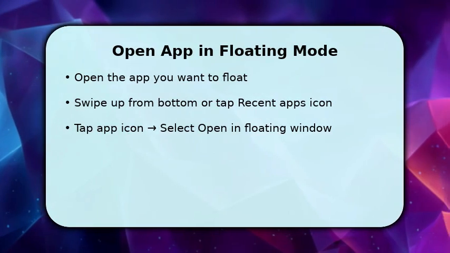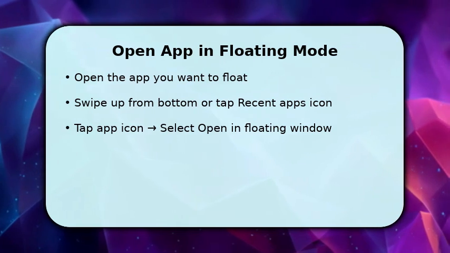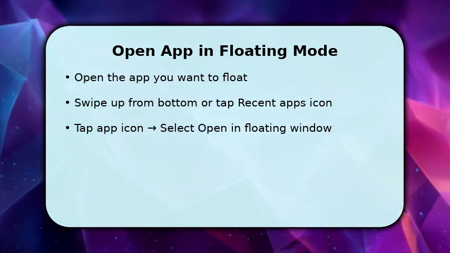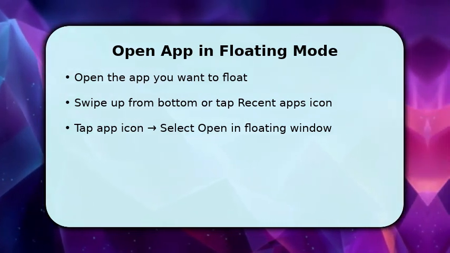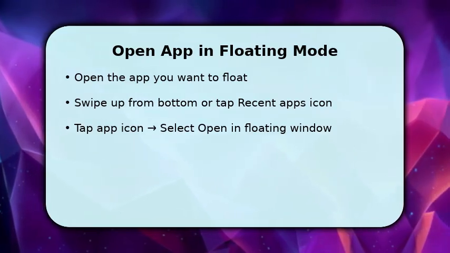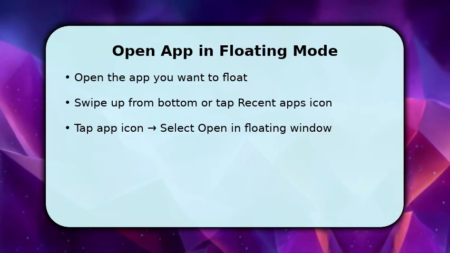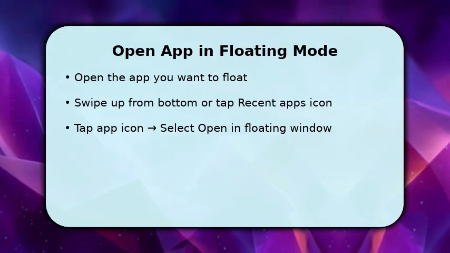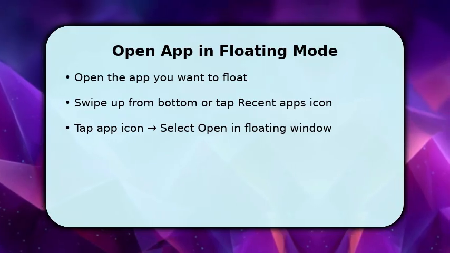Now you take the app you want to run in a mini window. Open that app, then swipe up from the bottom or press Recent Apps to show the app list. Once visible, tap the app's top icon or the three-dot menu and choose Open in Floating Window. The system converts the full-screen app into a movable, resizable window.